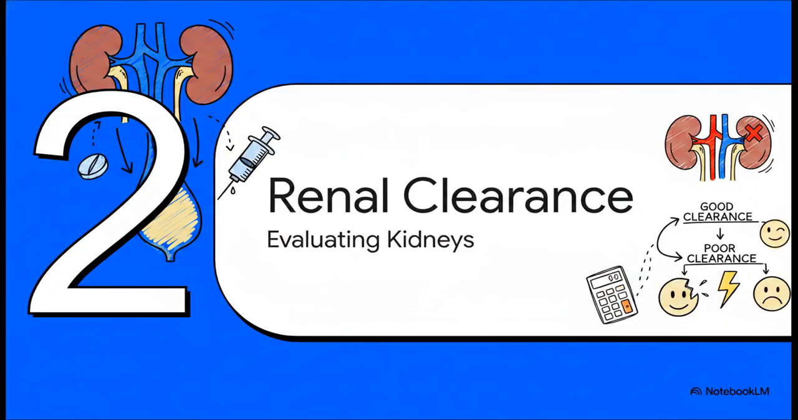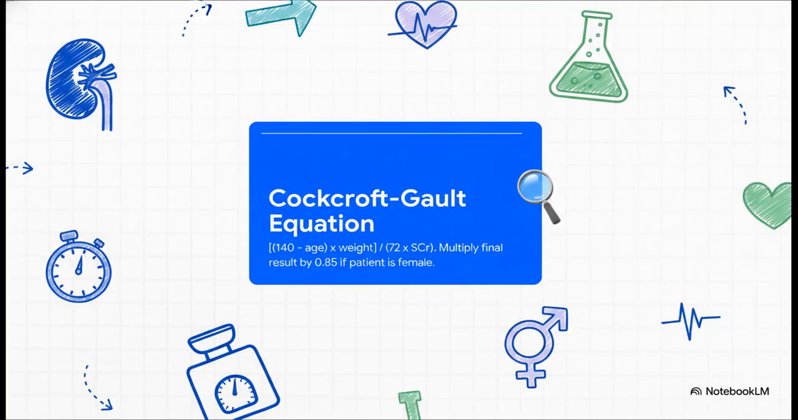Okay, Section 2, Renal Clearance and Dosing, Evaluating Kidney Function. This formula directly impacts your therapeutic planning. Why? Because if a patient isn't clearing a drug, they are heading straight for an adverse event. The gold standard for estimating renal function on the exam is the Cockcroft-Gault equation. Creatinine clearance in milliliters per minute equals 140 minus the patient's age times their weight in kilograms, all divided by 72 times their serum creatinine.